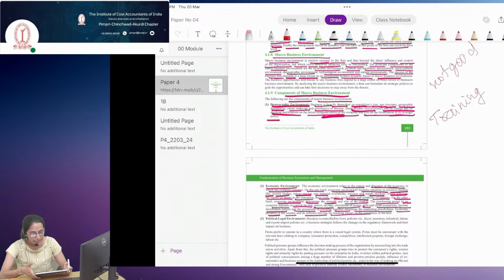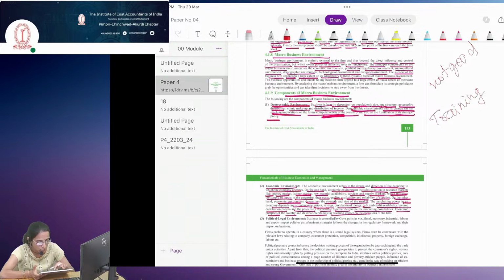Business is heavily dependent on population size, age structure, geographical distribution, ethnic makeup and distribution of income. Demographic characteristics and its change has far-reaching implications on the competitiveness of the company and also on formulation of strategic policies. See, according to the income distribution, the population size, the age, the company will formulate its policy.